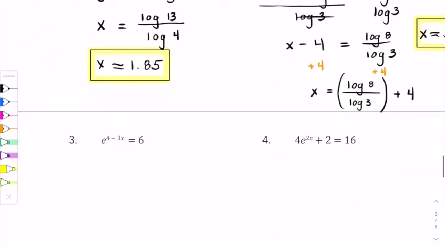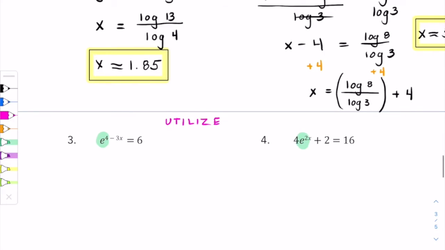For numbers 3 and 4, I'm just going to point out that we have the number e involved with these. So anytime you have the number e, instead of using the common log in your calculator, you're going to want to use the natural log. Remember from yesterday's lesson we learned it doesn't matter if you use the common log, log base 10, or if you use the natural log, which is just ln. Either of them is going to give you the same answer.